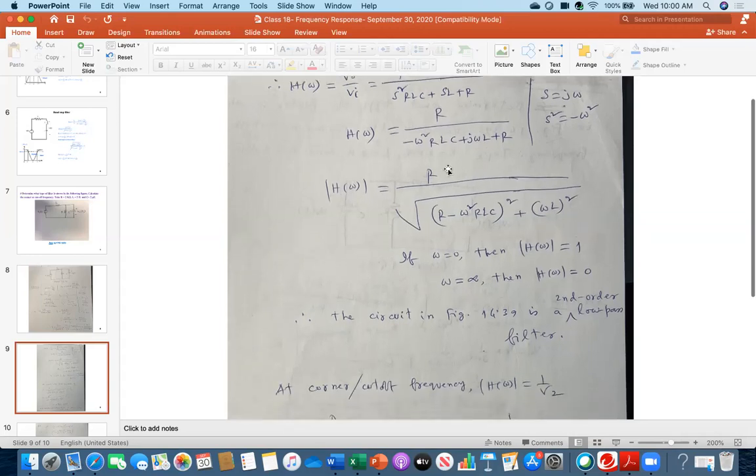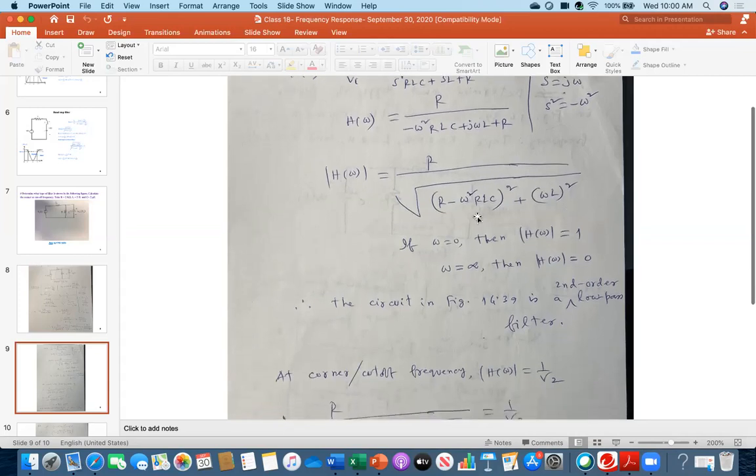Now, with the help of this, everybody put ω equal to 0, then what? If you put ω equal to 0 here, then this is 0, so it is becoming R squared. This is 0, so after the root, R over R, you are getting 1. Therefore, when ω is 0, at that time you are getting H(ω) equal to 1.